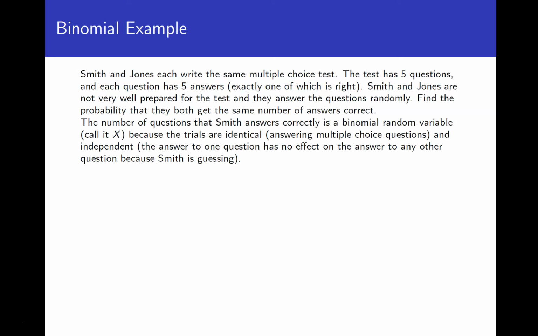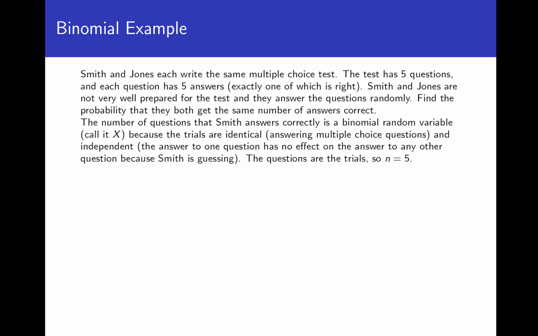So what we notice first is that we've got a binomial distribution here. We've got trials that are identical. They're answering the same types of multiple choice questions. They all have 5 answers, and they're independent because they're guessing. So we're just going to concentrate on Smith first. Jones's distribution will be identical because Jones is taking the same test and doing the same guessing.